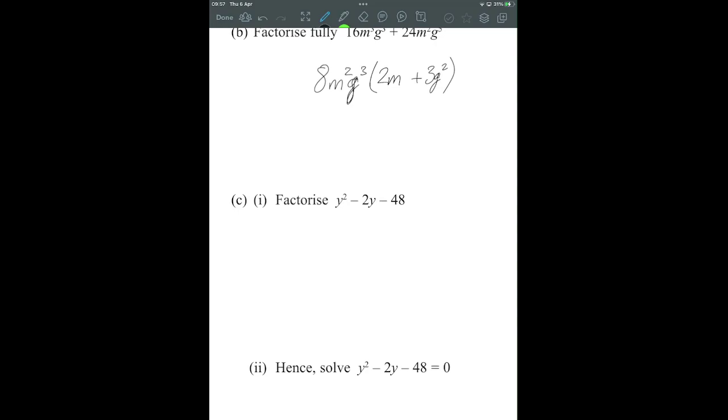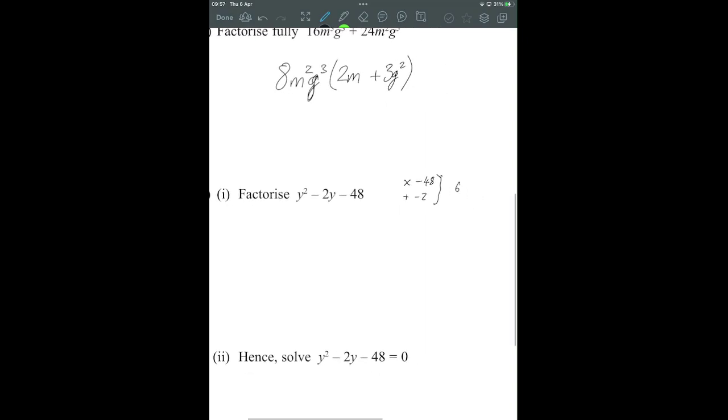Part C, we're now into quadratics. Factorize that. I'm looking for 2 numbers that multiply to negative 48 and add to negative 2. Well, 48 is in your 8 and 6 times table. They definitely have a difference of 2. To make the sum negative, we need to choose negative 8. So therefore it's y minus 8, y plus 6.